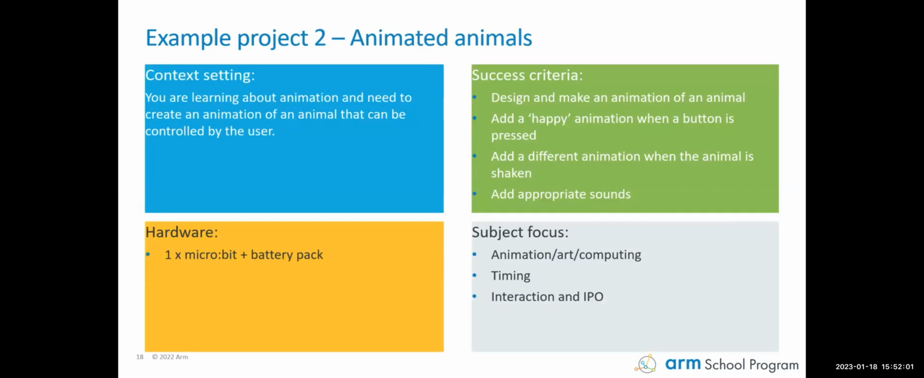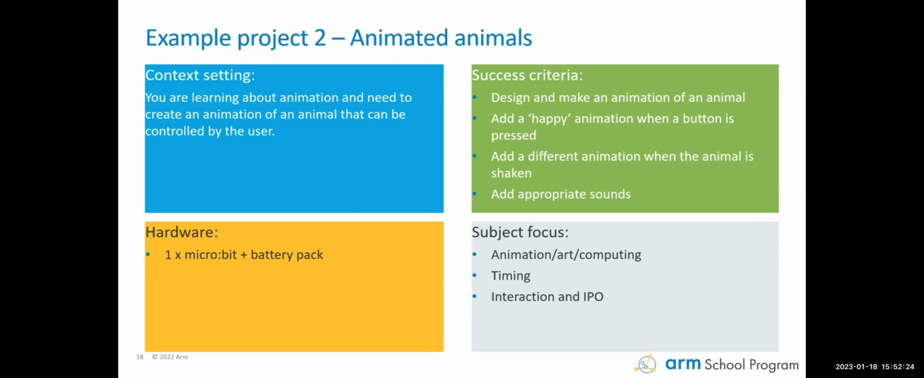So hopefully that previous example made sense. Here's a slightly more complicated one. So for example, in this one, we're going to be looking at animation and concepts around sort of art and computing, timing, and what interaction is for this context. So the context is you're learning about animation, and we're going to create an animation of an animal that can be controlled by the user.